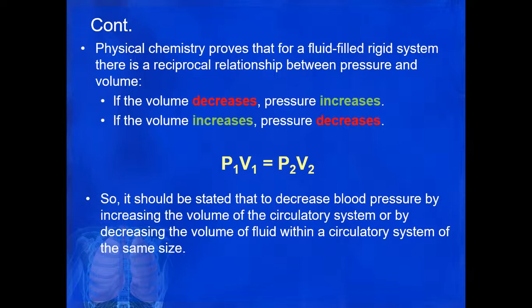Physical chemistry proves that for a fluid-filled rigid system there is a reciprocal relationship between pressure and volume. If the volume decreases, the pressure increases. If the volume increases, the pressure decreases. So it should be stated that blood pressure can be decreased by increasing the volume of the circulatory system, or by decreasing the volume of fluid within a circulatory system of the same size.